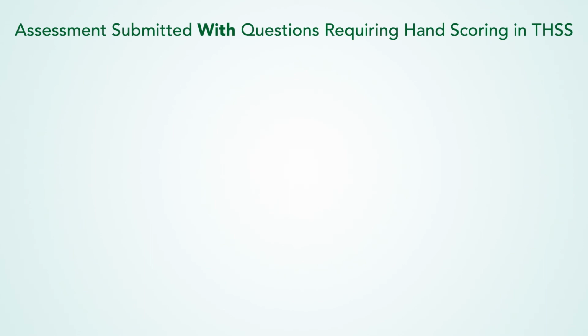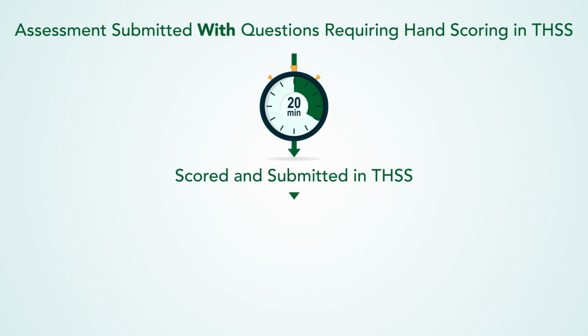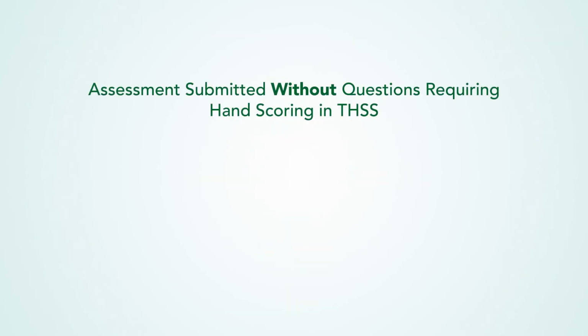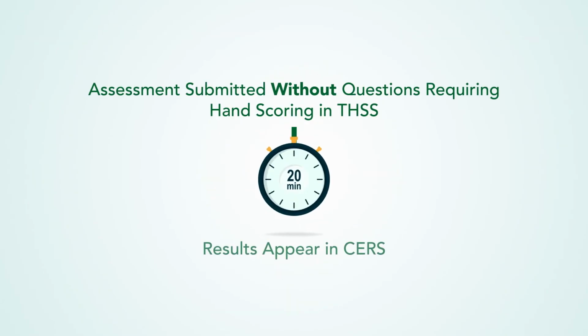Once an assessment has been completed and submitted by the student, if the interim assessment taken contained any questions requiring hand scoring, those answers will appear in the Teacher Hand Scoring System, or THSS, within about 20 minutes. Once scored and submitted, it will take another 20 minutes for the results to appear in SIRS. For assessments without questions requiring hand scoring, it will take approximately 20 minutes after testing for results to appear in SIRS. There is more information about SIRS and how to complete hand scoring in other videos in this series.